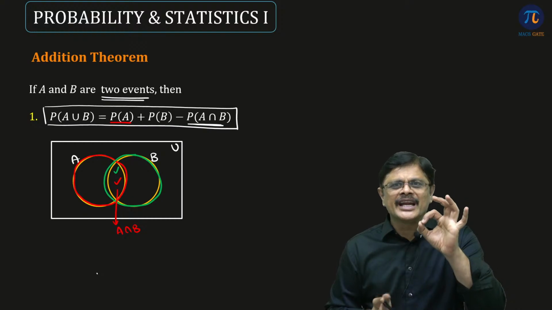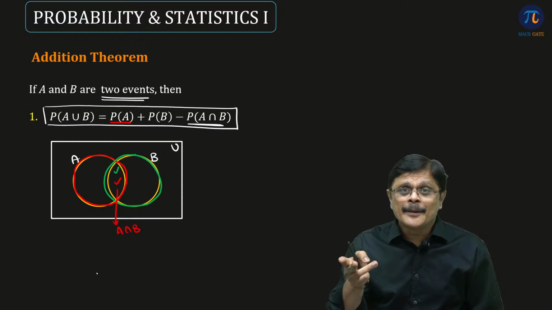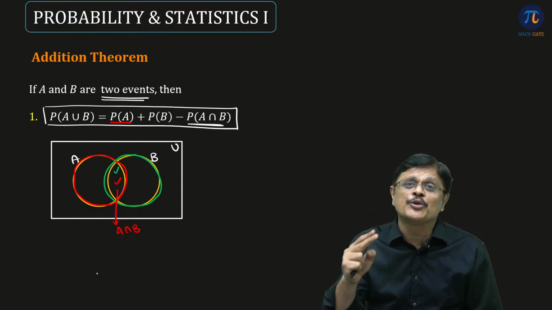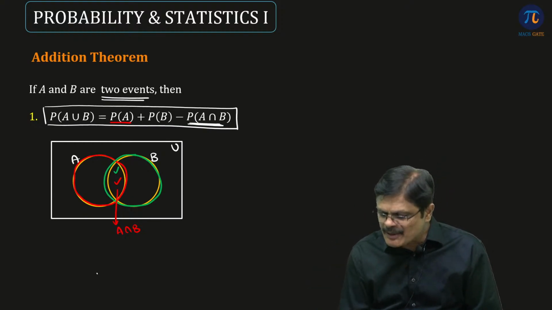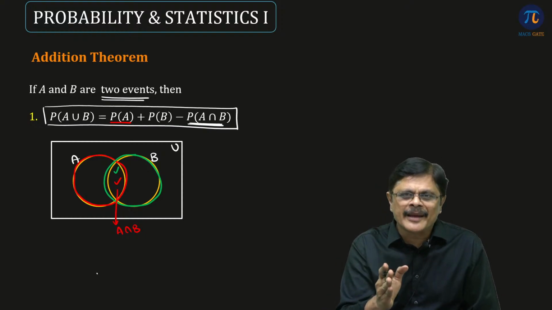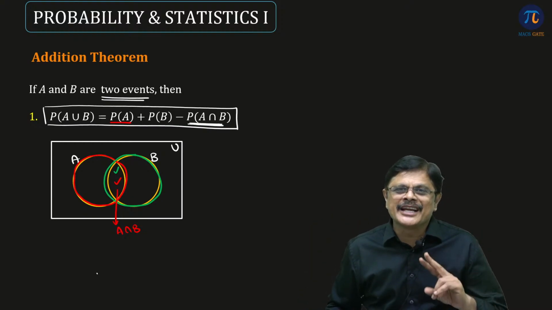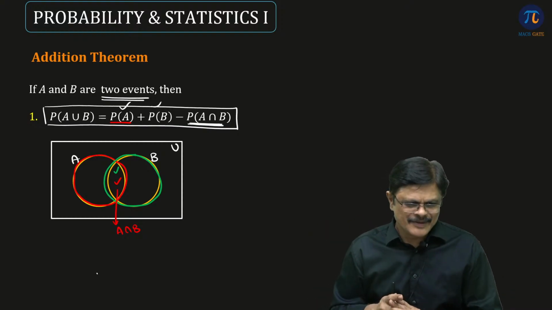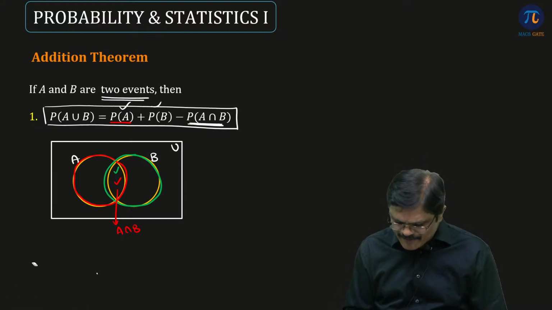Because when you are counting A, A intersection B is counted. When you are counting B, A intersection B is counted again. But each part should be counted only once, and A intersection B you counted twice. Because of that, you are subtracting it. So because of that, we get this formula. That is, probability of A union B is probability of A plus probability of B minus probability of A intersection B, my dear friends. Because A intersection B is counted twice, when you are counting A and B, you remove it once, so that you get the exact value of probability of A union B. Is the idea clear, my dear friends?